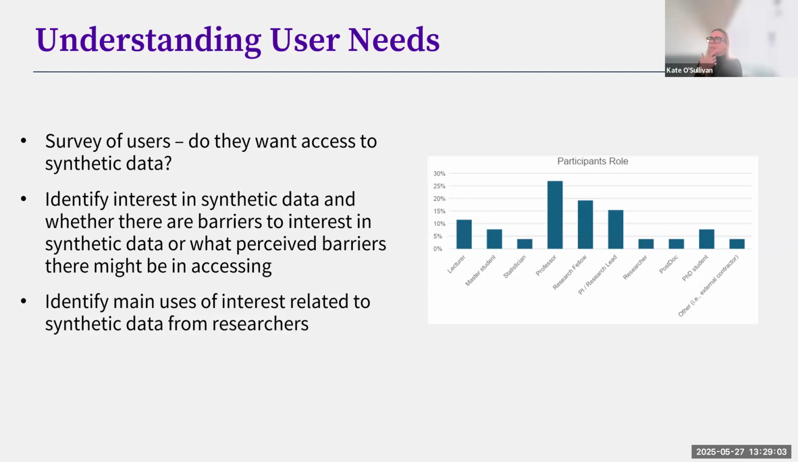We had 26 respondents to our survey, and they ranged across the gamut of our users. Typically we had our main user base, so professors, research fellows, research leads, lecturers, but also students, statisticians, postdocs. So we had a really lovely spread across the different roles of our users, but also the different levels in terms of their career progression.